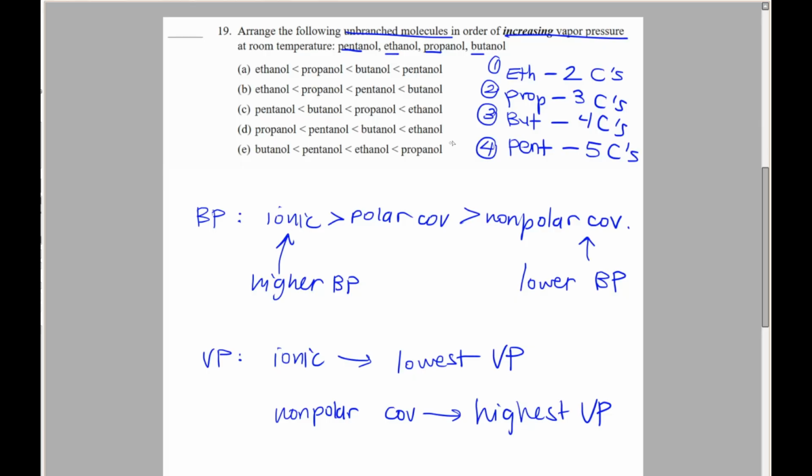So obviously, the rightmost molecule has to be ethanol because it's the smallest. So it cannot be A, B, or E. So it's between C and D. So we know that pentanol is the largest of these molecules, so it's going to be the first one, or it's going to have the lowest vapor pressure. So our answer should be C.